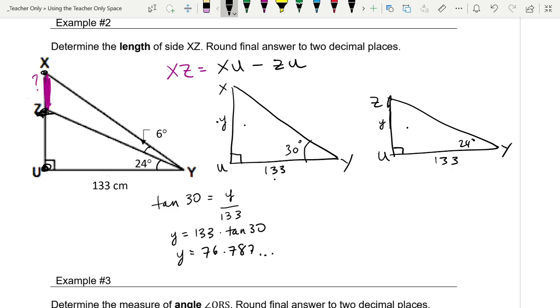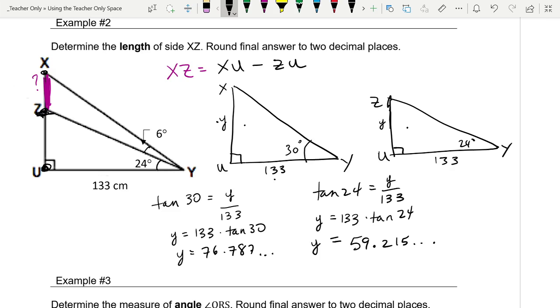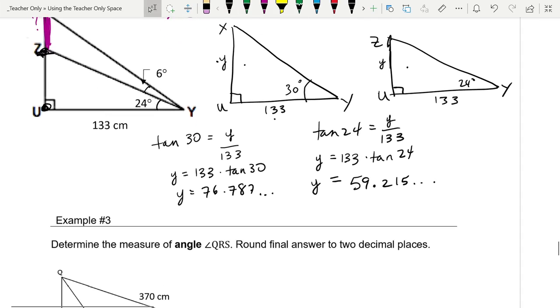Now let's deal with this triangle. The triangle on my right, tangent of 24 is equal to y over 133. It's going to be a little smaller because 24 is smaller than 30. So 133 times tan 24 is 59.215 blah, blah, blah.